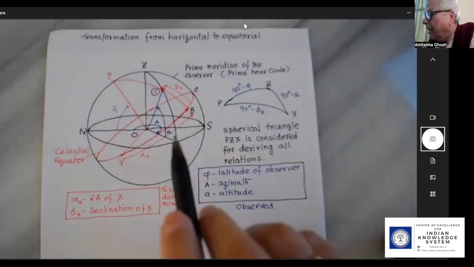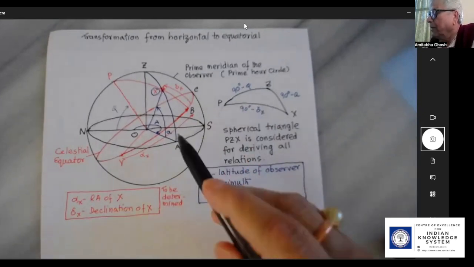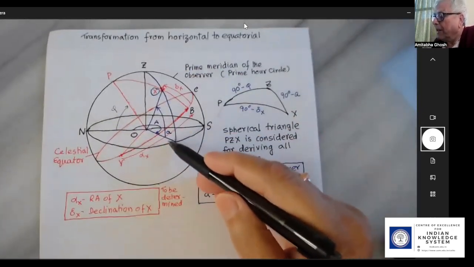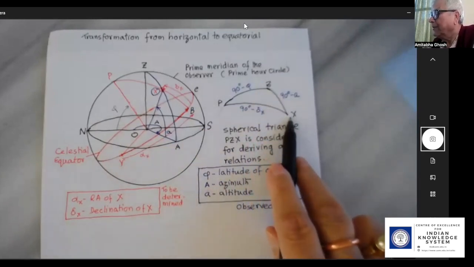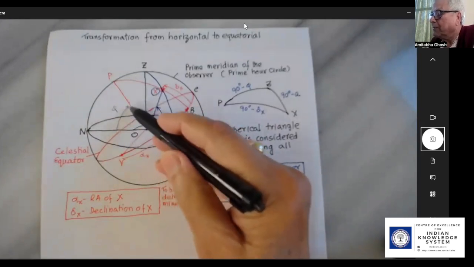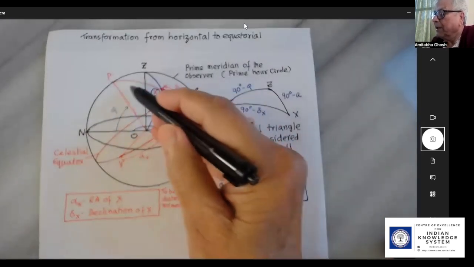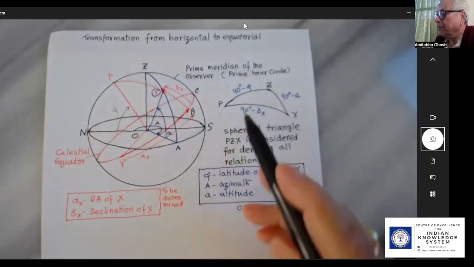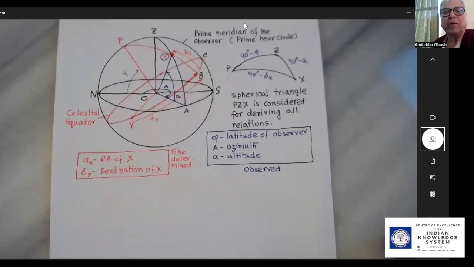And in this spherical triangle, what are the three sides? This side will be what? This is 90 degrees minus a. Zx is that. How much will be that? 90 degrees minus phi. And how much will be this? It is 90 degrees minus delta. So we'll consider this spherical triangle and do our conversion.